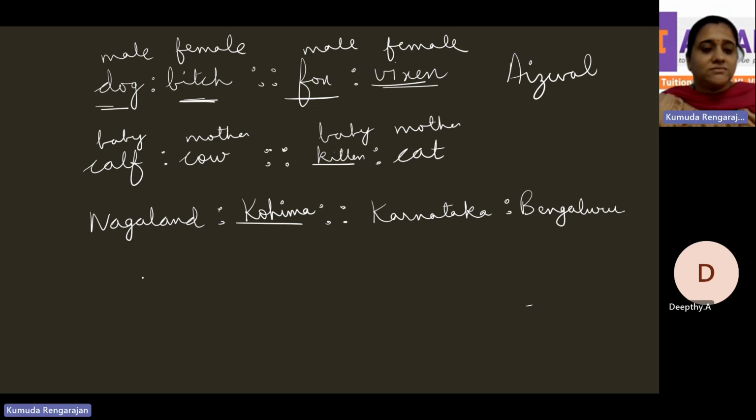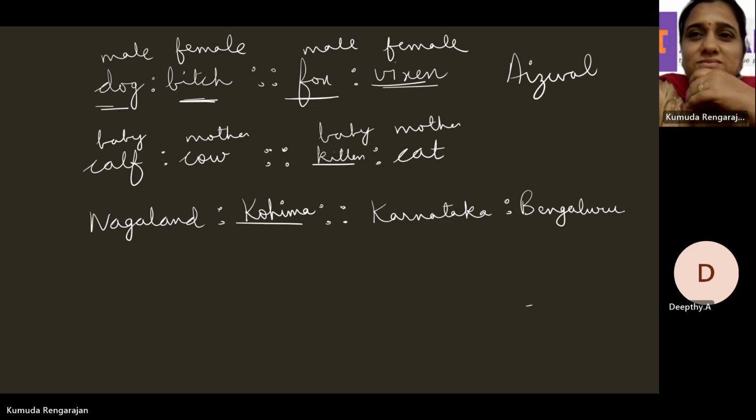Maybe next class we'll not continue with this. Learn all the states and capitals. Next class, Friday, come prepared with how many states and how many union territories. How many union territories? Eight. So if you have time, come prepared with all the states and their capitals, and also the union territories and their capitals.